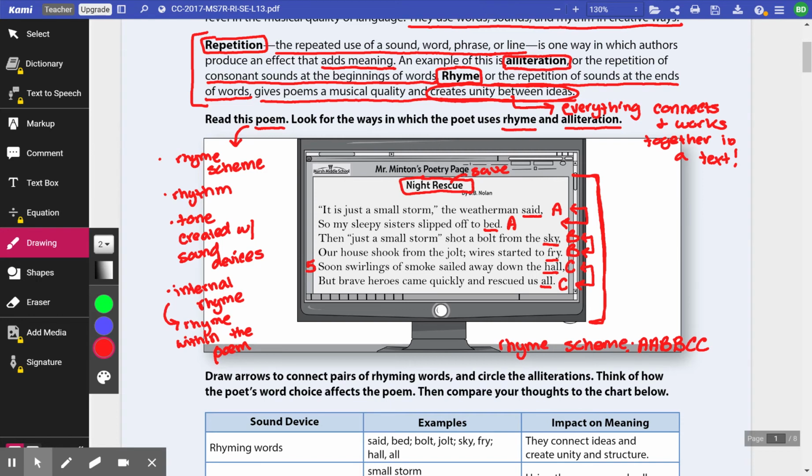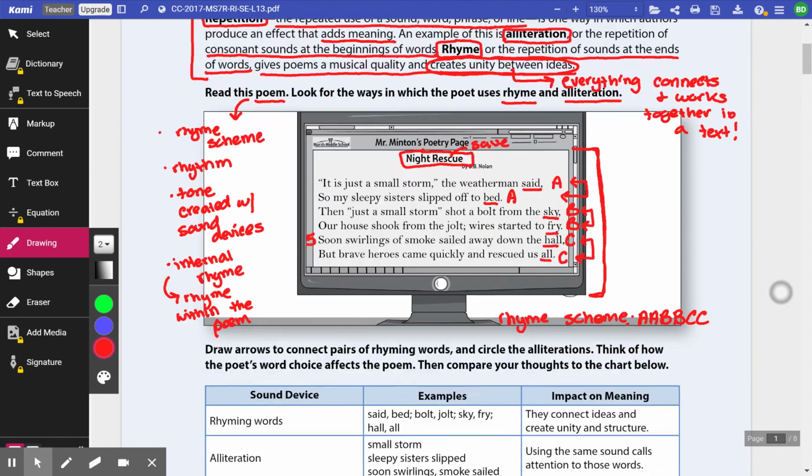All right, so we've got Night Rescue by B.B. Nolan. It is just a small storm, the weatherman said, so my sleepy sisters slipped off to bed. Then, just a small storm shot a bolt from the sky. Our house shook from the jolt, wires starting to fry. Soon, swirlings of smoke sailed away down the hall. But brave heroes quickly came and rescued us all.